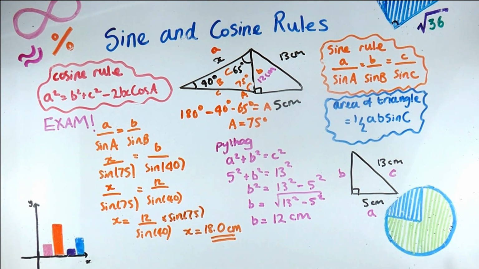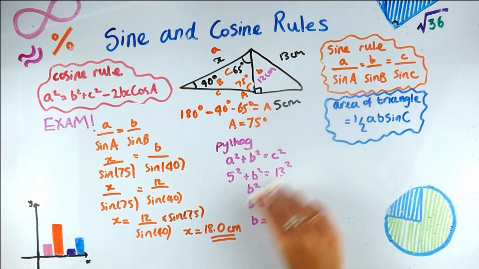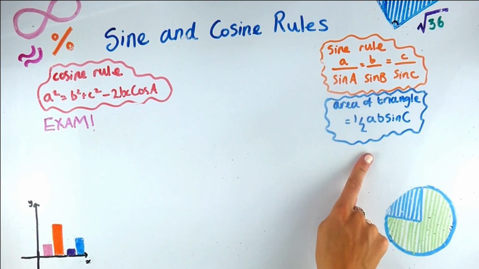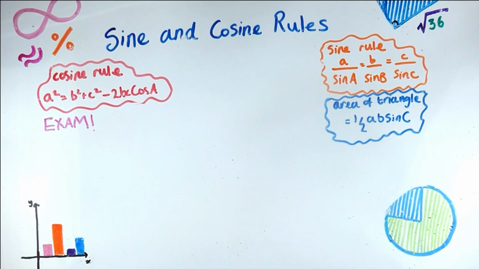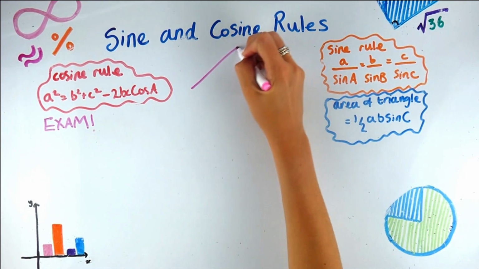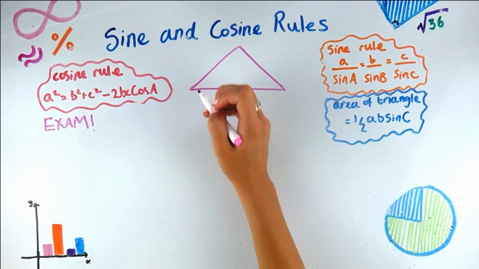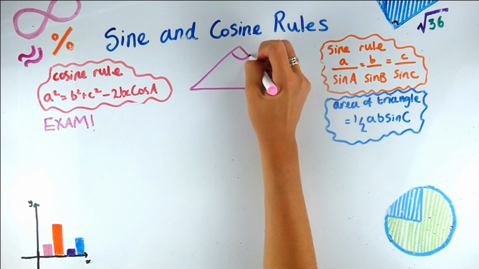So let's move on to the cosine rule. Okay, so as you can see, I've got the cosine rule written out here, which is a squared equals b squared plus c squared minus 2bc cos A. I've also got another formula written out here, which is the area of a triangle. So that is half ab sine C. So if you don't have a right angled triangle, this is the area, you can work it out.